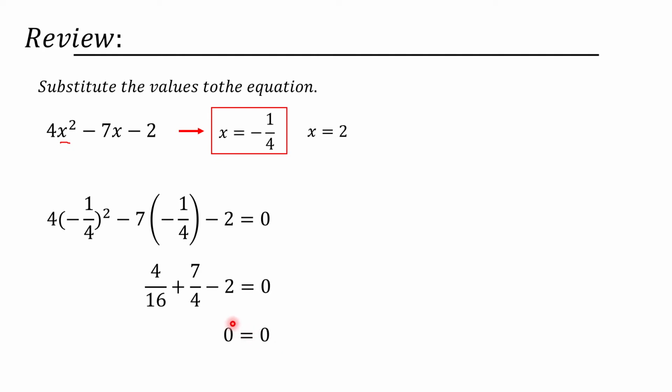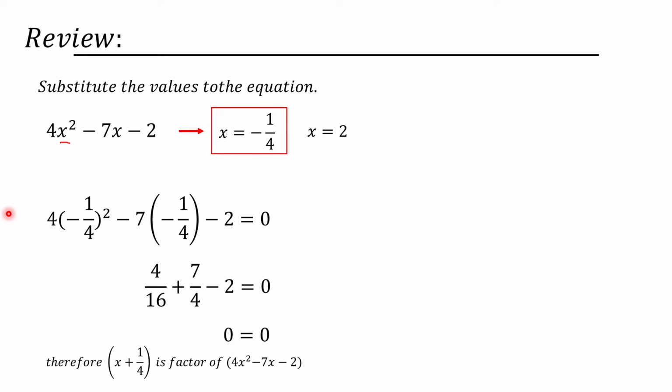If napansin nyo, yung expression na pinalitan natin ng root na negative 1/4, nag-substitute tayo, the result is 0. Meaning, therefore, 4x plus 1 is a factor of 4x squared minus 7x minus 2. If 0 yung result, okay, meaning factor yan. Nakuha? So all you have to do is to substitute the value of your x or the root, and after substituting, yung result is 0, that means that is a factor.